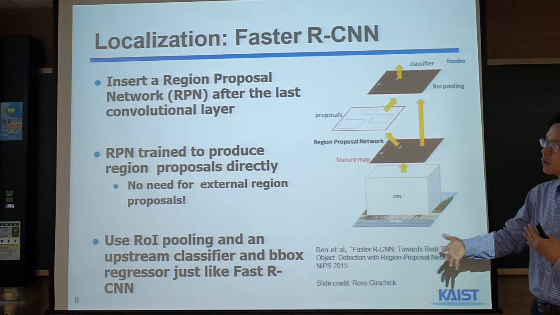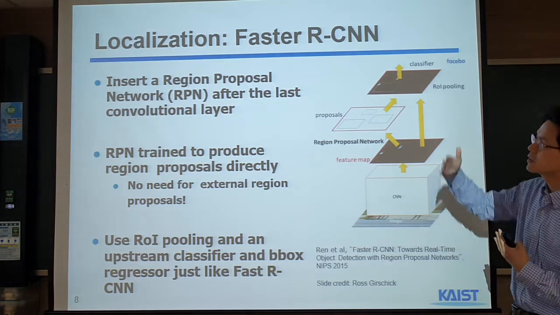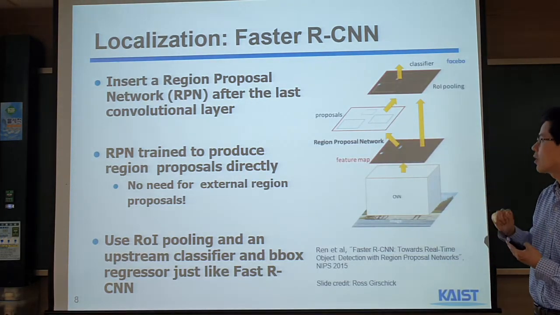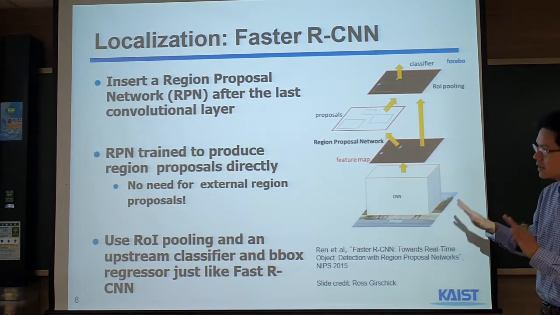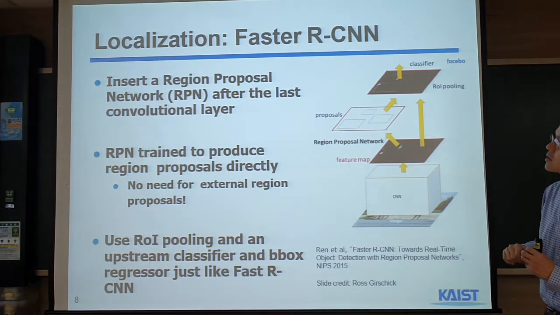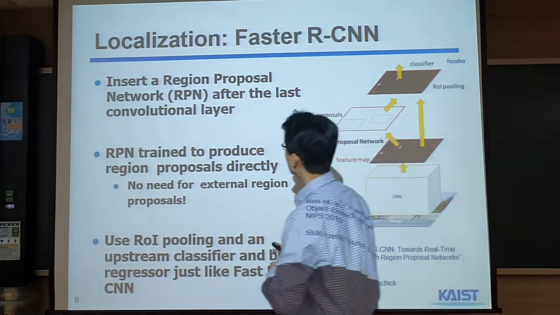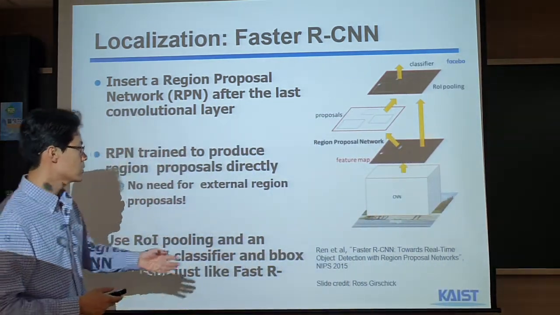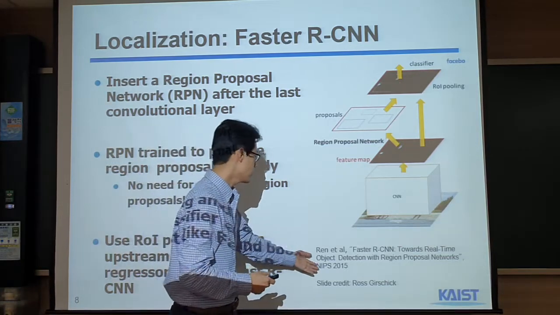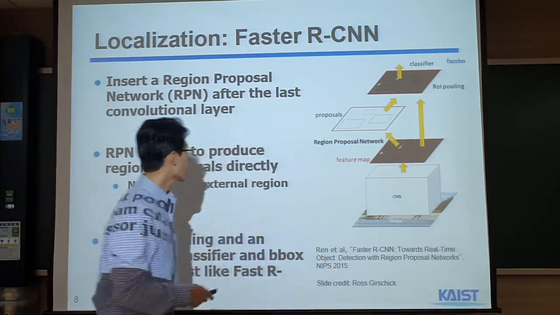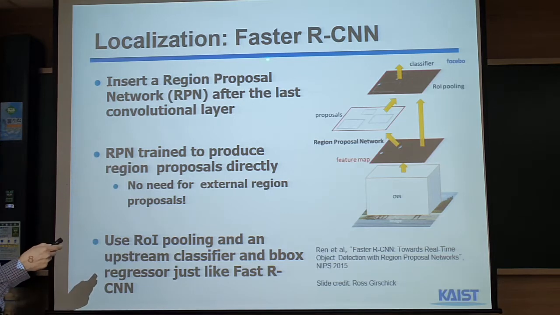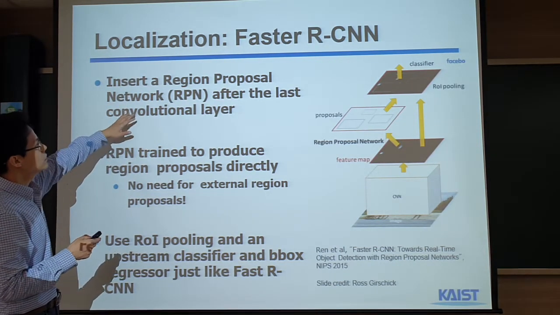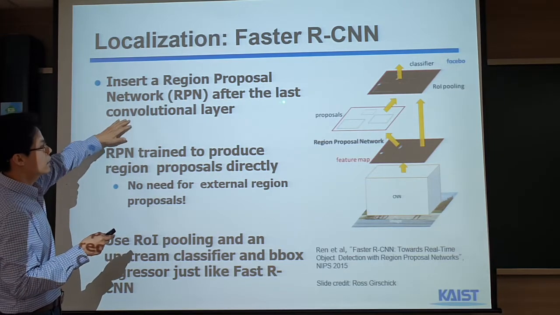Along that line, one can think about utilizing localization techniques. Localization is one of the main components of computer vision. There are a lot of techniques, but here I will talk about Faster R-CNN, which was proposed about 5 years ago. Its main idea is that they proposed the region proposal network (RPN) after the last convolution layer.